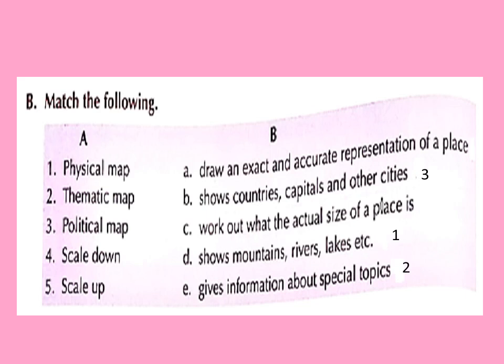Okay. Number 4, scale down. So scale down will be the match for number A: draw an exact and accurate representation of a place. Number 5, scale up. Scale up means number C: work out what the actual size of a place is. Okay. Let us move to the next one, crossword.